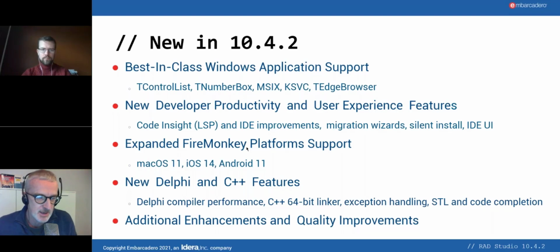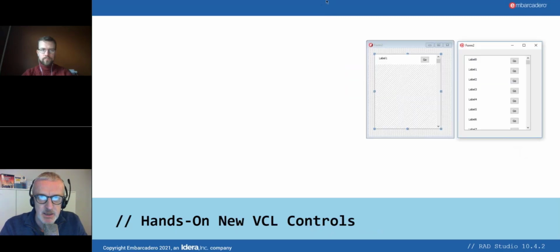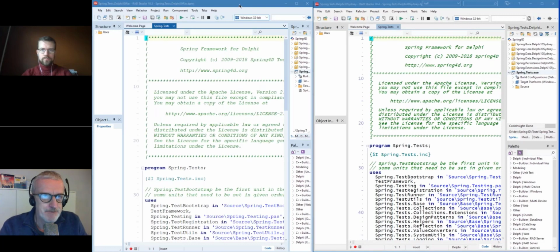So this is the overview, a summary, and I hopefully have been able to keep it fairly short. Now let's start going into some of the areas. I'm going to show two completely different things. One is the Delphi compiler performance improvements specifically, and then I'm going to have a chat about some of the VCL capabilities. So let me close the slides, and here you can see 10.3 and 10.4 in parallel.